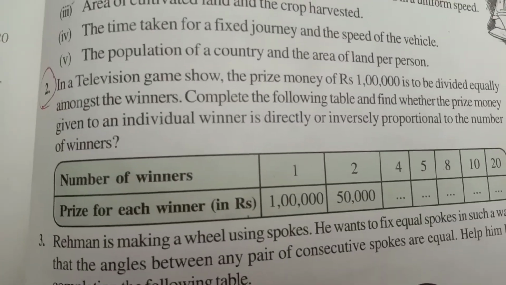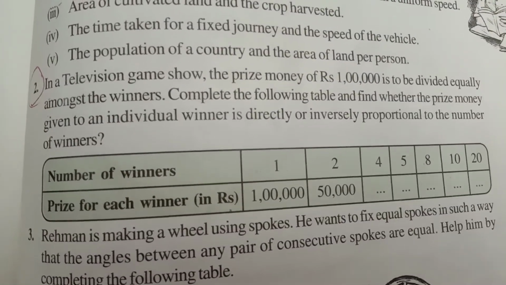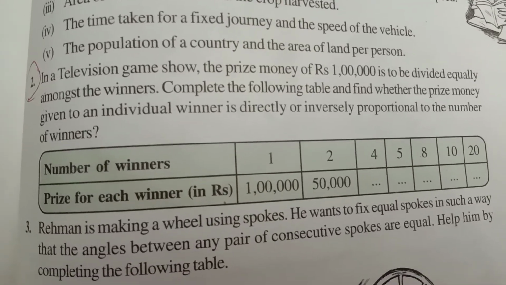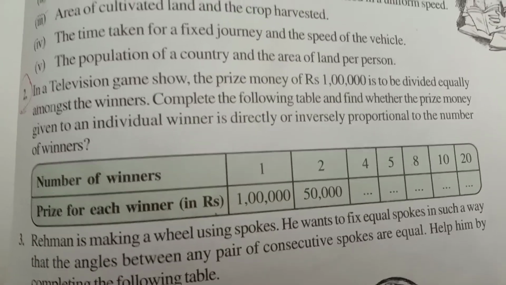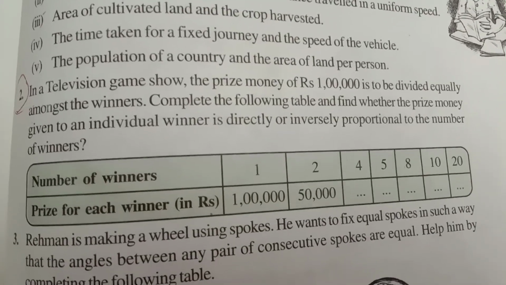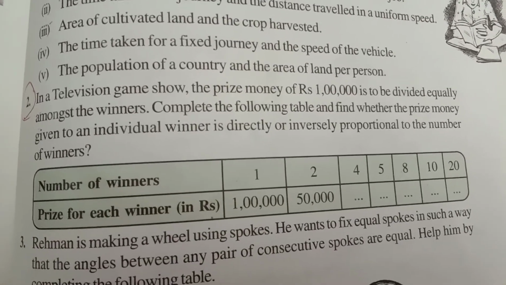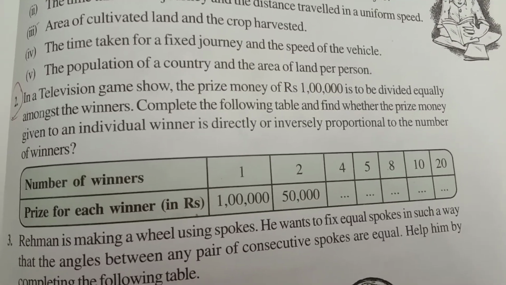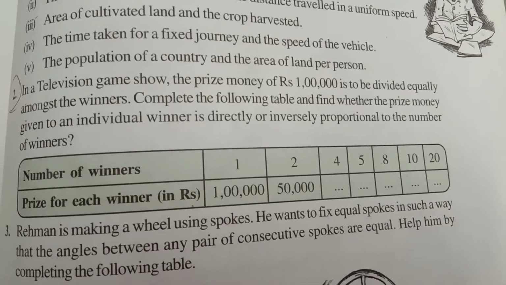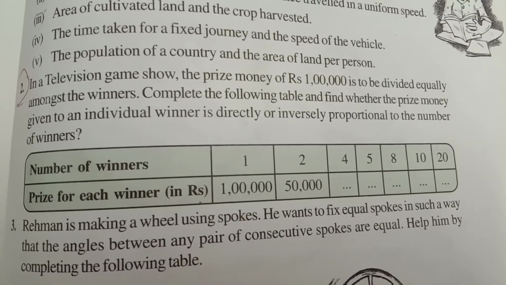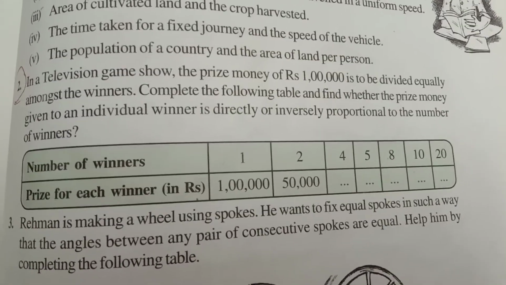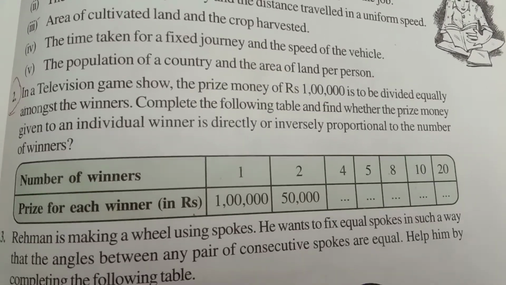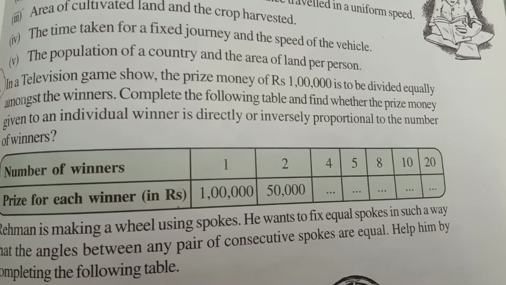The second question. In a television game show, the prize money of rupees 1 lakh is to be divided equally amongst the winners. Complete the following table and find whether the prize money given to an individual winner is directly or inversely proportional to the number of winners. So here one television game show is there and the prize money is 1 lakh rupees.